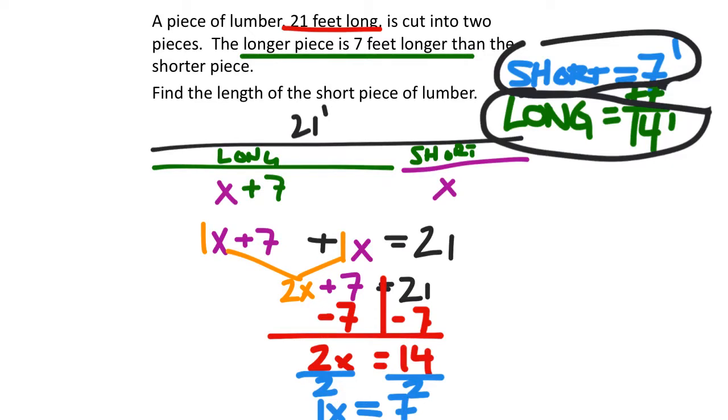So again, I'm just going to go back and check. And you notice I kind of went through the wording on that a few times. I didn't really reread all of it at one time. But I'm going to go back and just make sure that everything fits. Okay, so does this total 21 feet? Well, 7 plus 14 is 21. So that's our first condition. The second condition said that the longer piece is 7 feet longer than the short piece. Well, is 14 7 longer than 7? Yes, it is. So both of those are true.